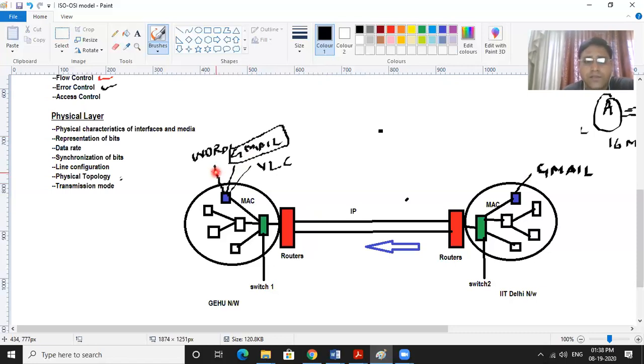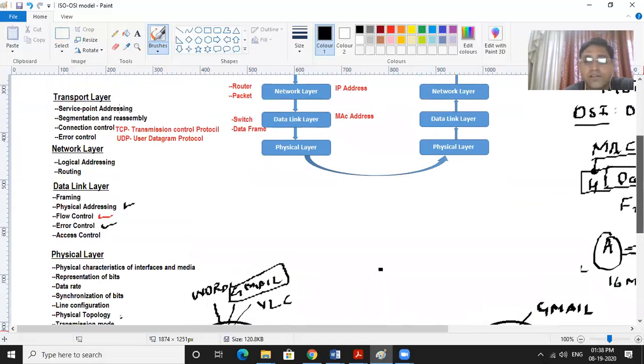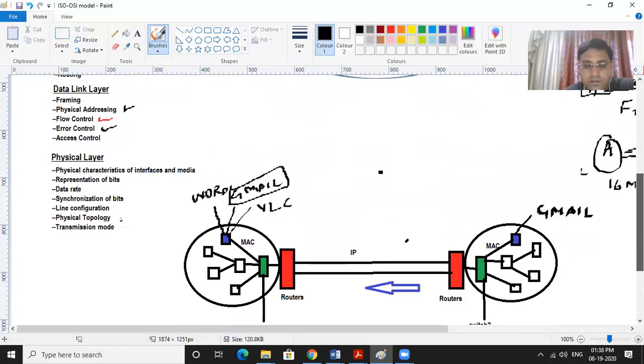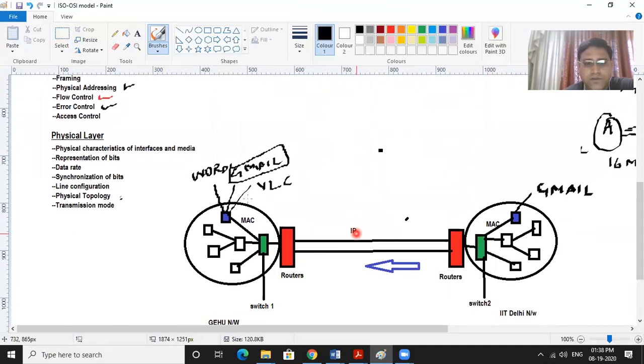It never happens that you send a mail to someone and at the receiver's end it opens in Microsoft Word or Microsoft Excel. Do you think it will happen? No, it will only open in Gmail. So that is why it is known as port addressing or service point addressing. Getting the point? So till here, TCP, transmission control protocol, is also working, because it is making the connection with IP between routers.